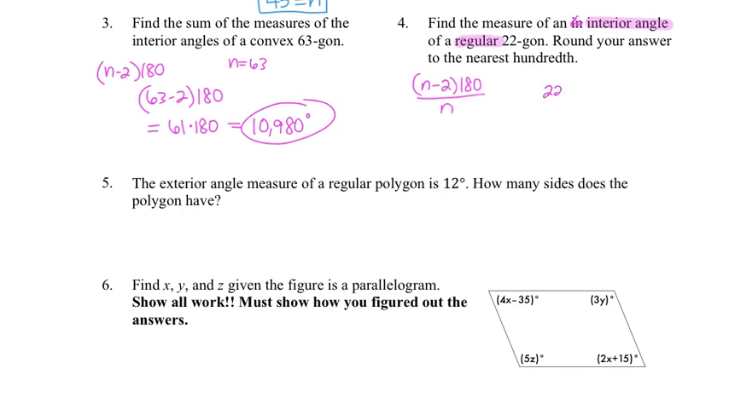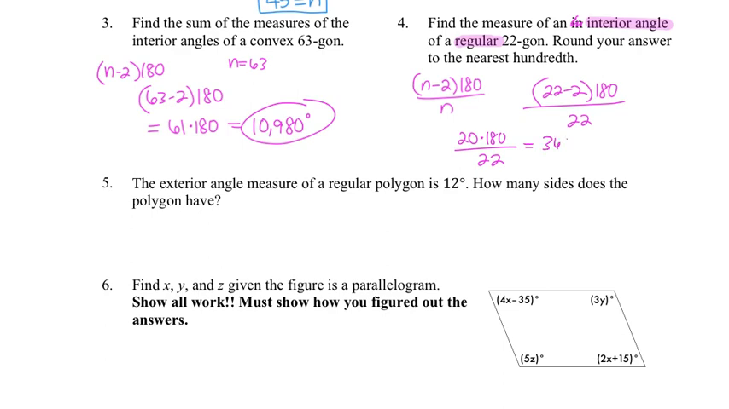So we're going to do 22 minus 2 times 180 divided by 22. And again, you can just write 20 times 180 divided by 22 if you want to. Just be careful, because sometimes I see people who subtracted here and have 20 here, they'll put 20 here too. So pay attention. And then just do that on the calculator is fine. 20 times 180 is 3,600.